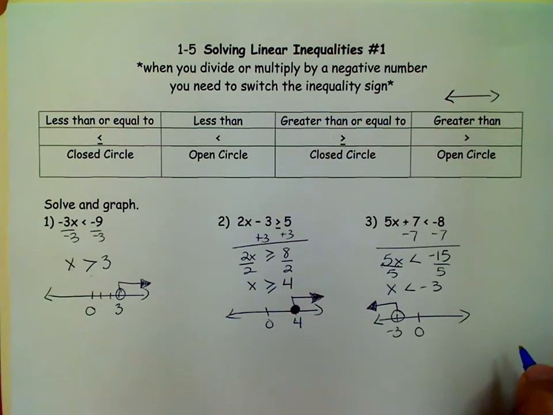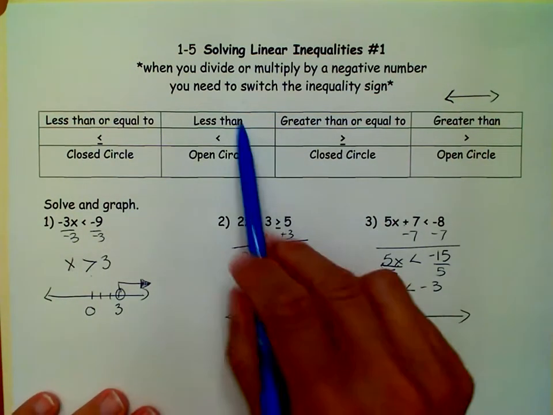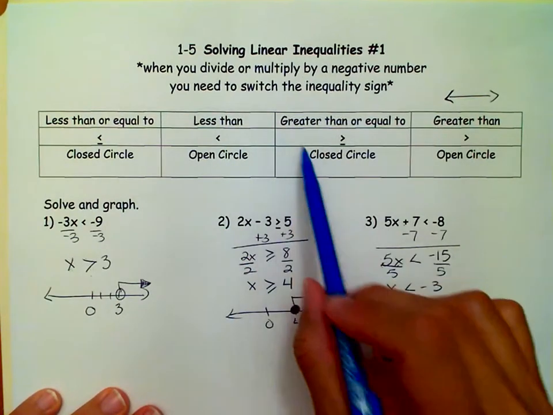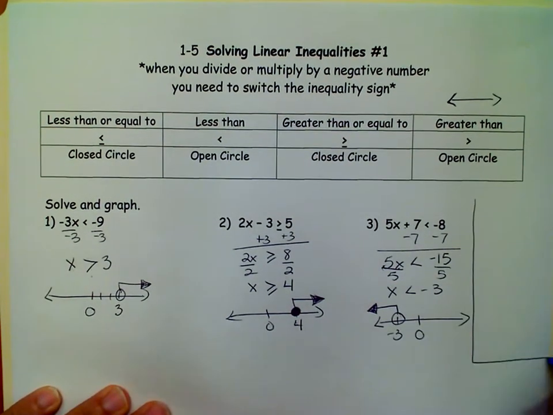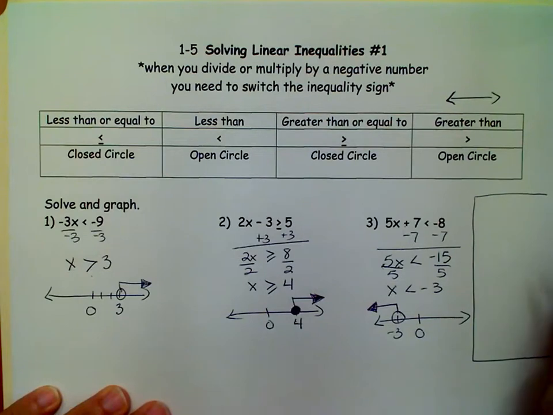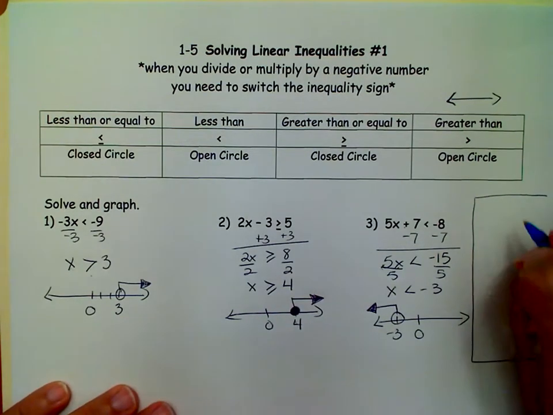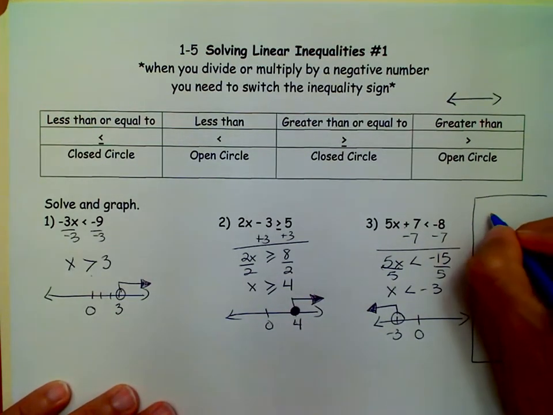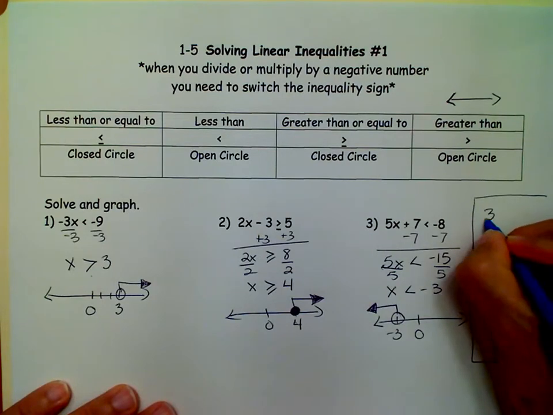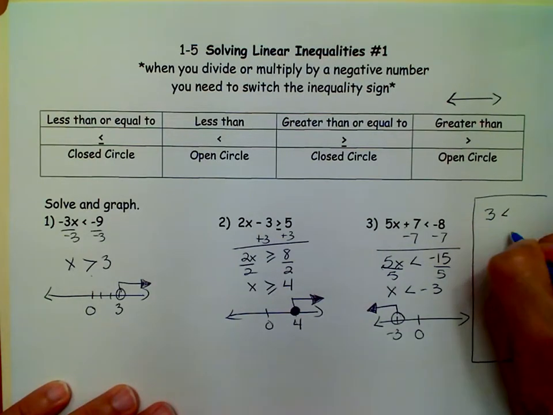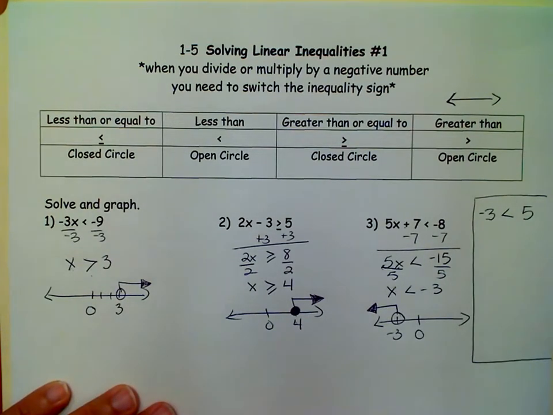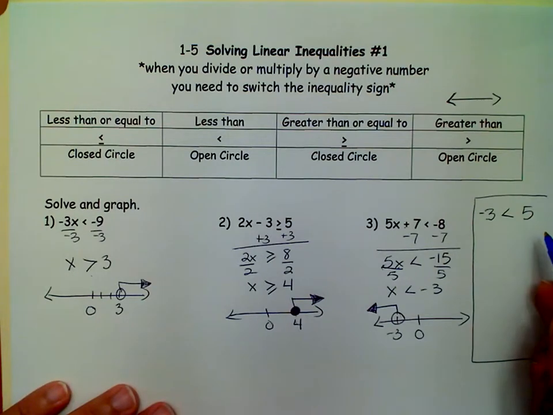So just a side note to tell you why we switch if we multiply or divide by a negative. Let me show you over here. If you don't want to see it, you can stop now and move on, but sometimes people want to know why. Let's do -3. If I say -3 is less than 5, you would agree with me. You would say, yeah, -3 is less than 5. So that is a true statement.